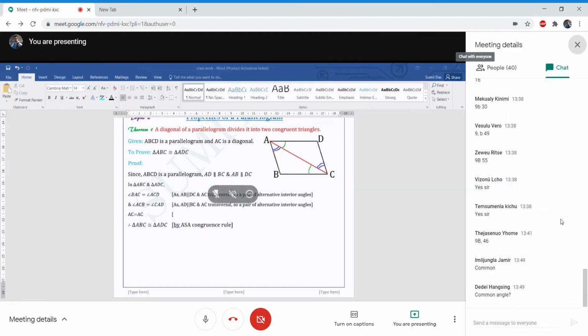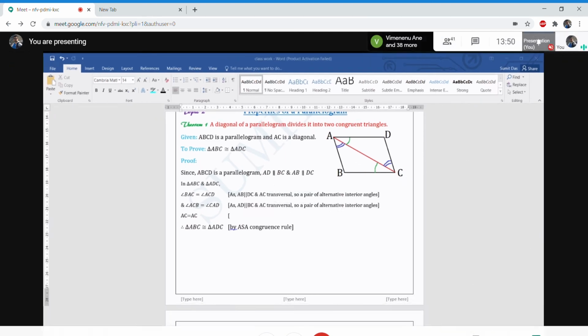Any answer? Common angle, not common angle. AC is the common side, right? You have to write common side. Okay, not common angle, common side. It will be common side.